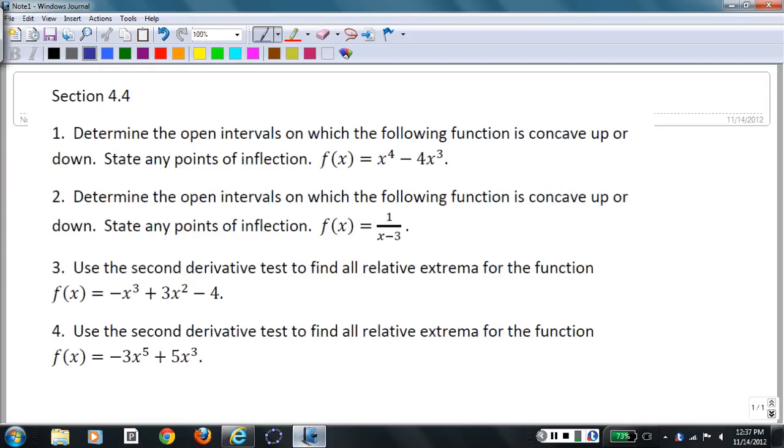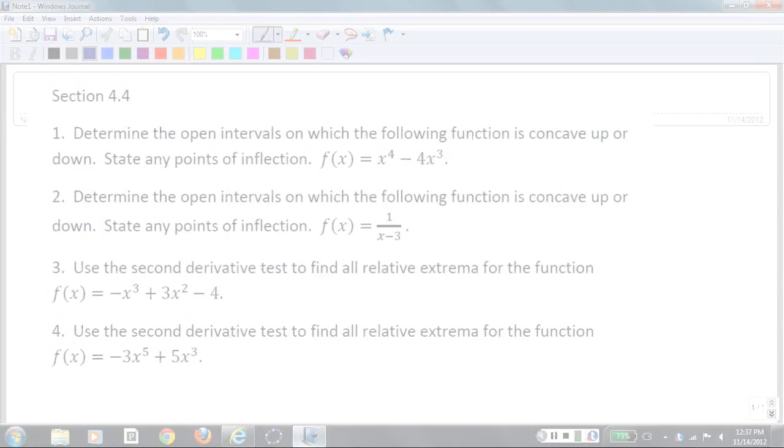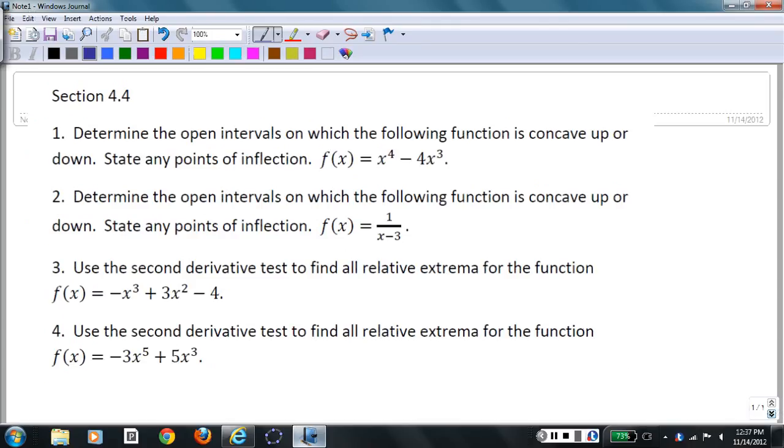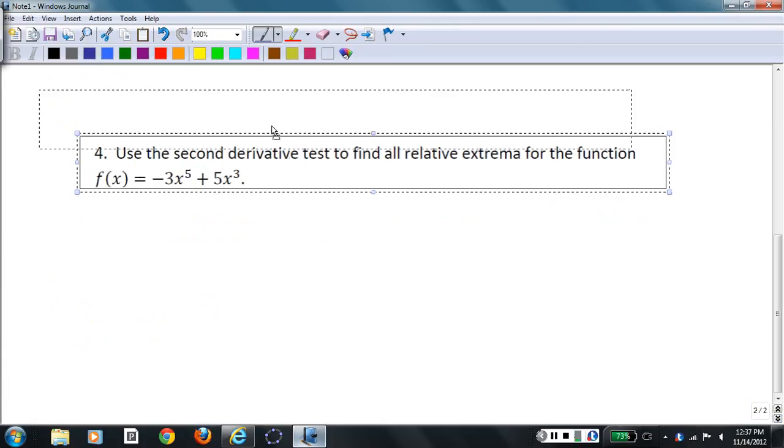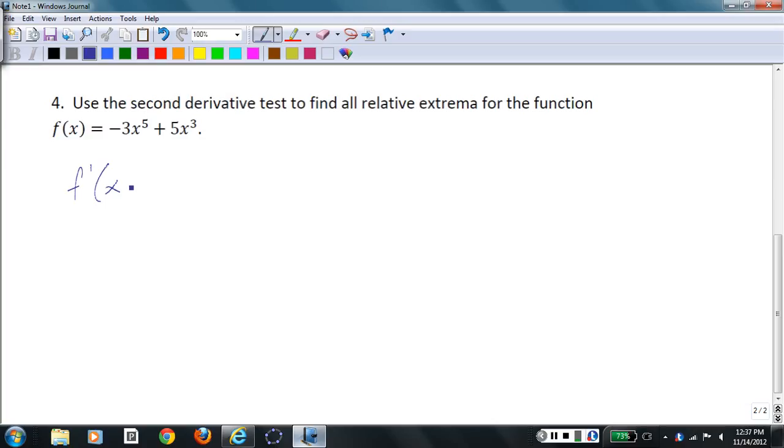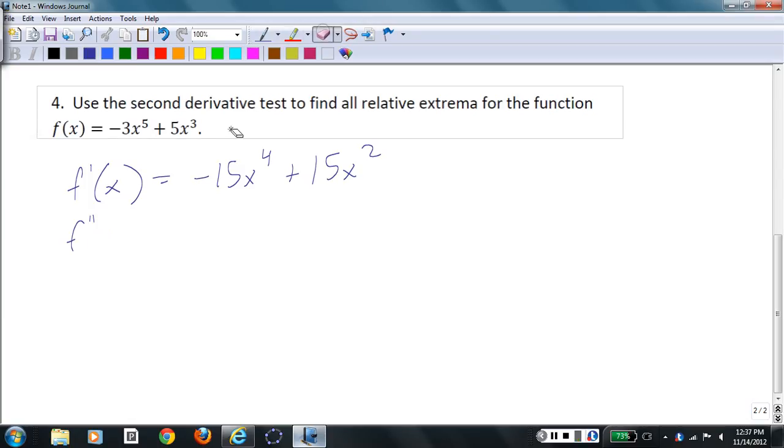So if we wanted to consider the second one there, negative 3x to the 5th plus 5x cubed, maybe take just that one, move it down there, take a couple derivatives. Let's just see how this would work. F prime of x equals negative 15x to the 4th plus 15x squared. F double prime, wait on F double prime a while. Is this okay for the first derivative? Do that okay? Set it equal to 0 so we can come up with the critical numbers.